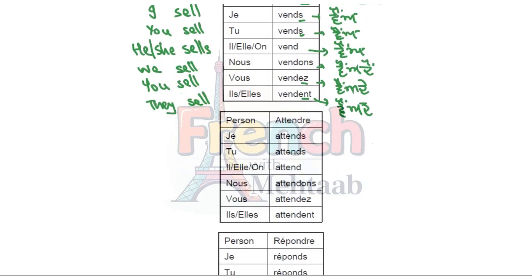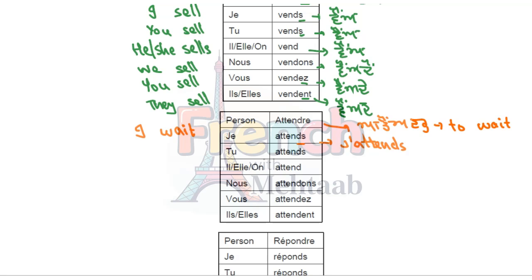Now, the next verb is attendre. The pronunciation is attendre. Attendre means to wait. Now, if you want to say I wait, we would say je attends. Now, when we write it in the sentence, it is written like this, okay? The rule of elision is applied here.